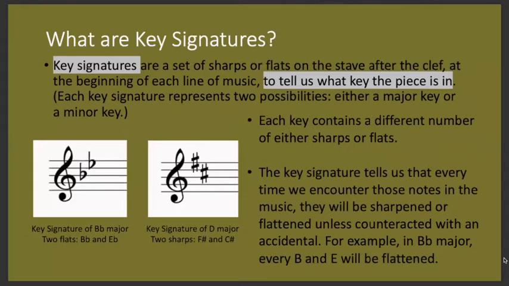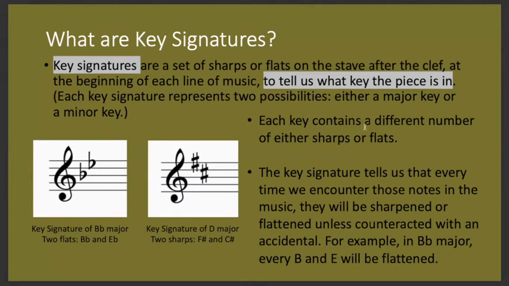Key signatures. What are key signatures? Key signatures are a set of sharps or flats on the stave. They appear after the clef at the beginning of each line of music to tell us what key the piece is in. Here's a little side note, which is not very important for this video: each key signature represents two possibilities, either a major key or a minor key. I will have another video about minor keys in which I'll explain how to tell the difference between the major and minor key by looking at a piece of music.